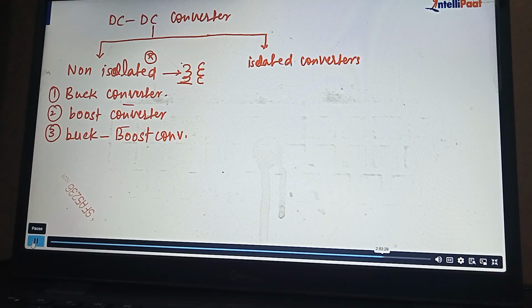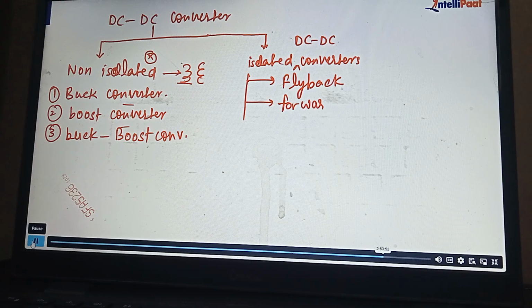Now, under the category of isolated DC-DC converters, there are various ones, and the very famous ones are the flyback converter and the forward converter.